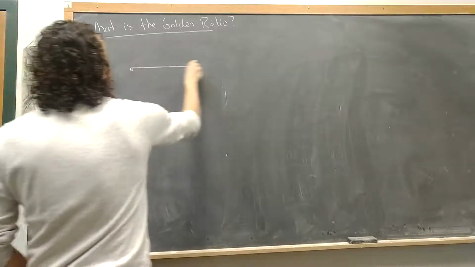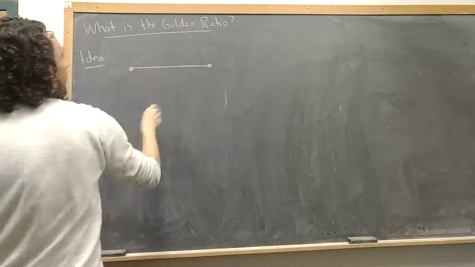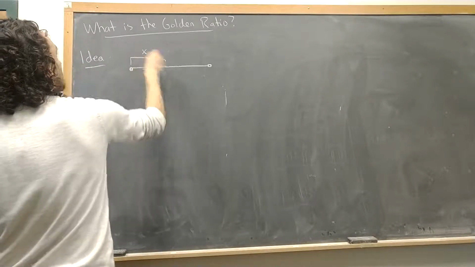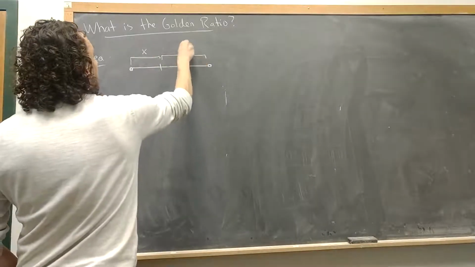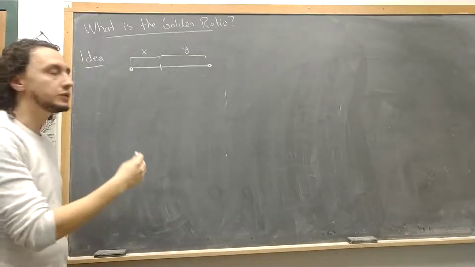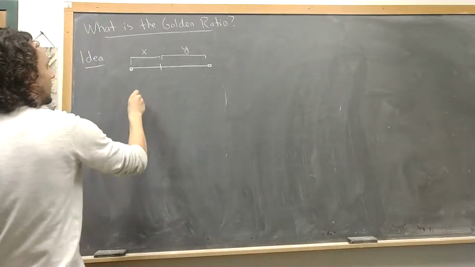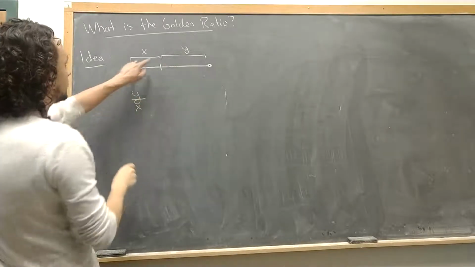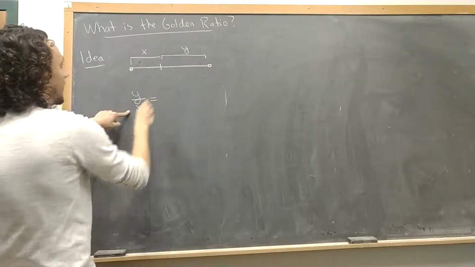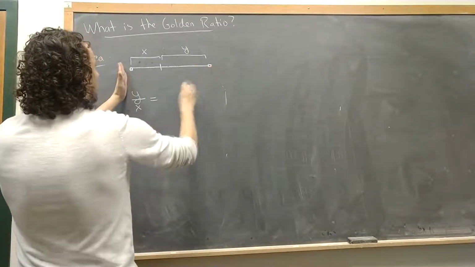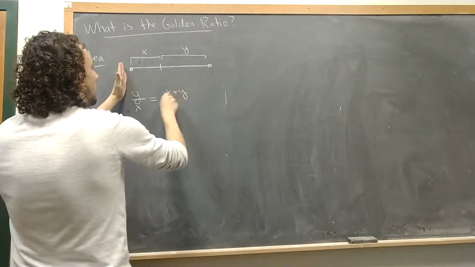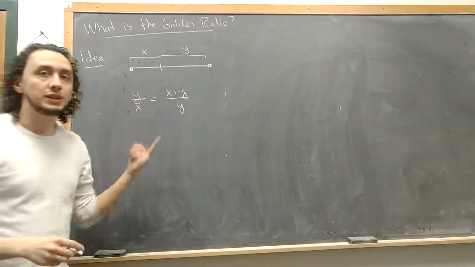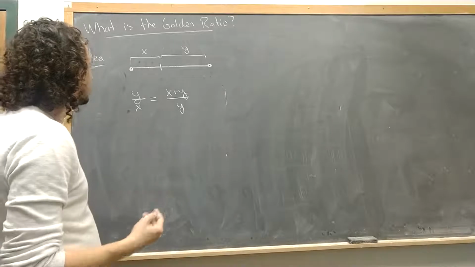Well, it starts with a line. And we think about dividing this line into two pieces. And I'll label the lengths of these two pieces x and y. And the idea of the golden ratio is to divide this line in such a way so that the ratio of the longer piece to the shorter piece, y divided by x, is exactly equal to the ratio of the whole line, x plus y, to the longer piece, y. So this equation is what defines the golden ratio.